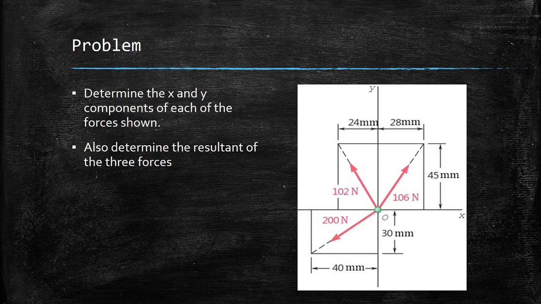It's a simple problem. You can see there are three forces acting at a single point O. The forces are given as 106 Newton, 102 Newton and 200 Newton, and their distances are shown, and from there we are supposed to assume the direction of the force. So let us see how we can do such a problem.